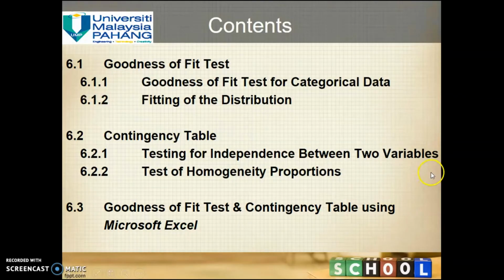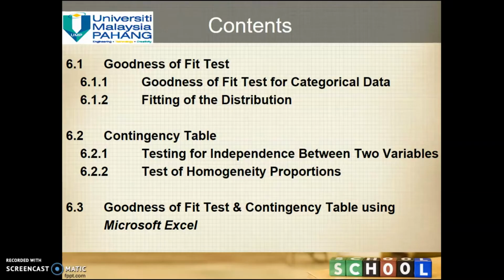So for the contents, we have two main subtopics here. The first one is the goodness of fit test. Under this, we have another two subtopics: goodness of fit for the categorical data, and then fitting of the distribution. And the second subtopic is the contingency table: testing for the independence between two variables, and the test of homogeneity of proportion. And the third one is Microsoft Excel, how to get those values from Microsoft Excel.